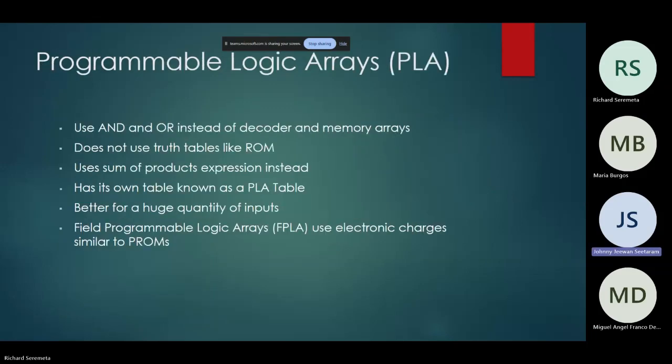Programmable logic arrays, or PLAs, are similar to ROMs in functionality, but differ in the internals. They use AND and OR gates instead of a decoder and memory array, and do not use truth tables like the ROMs. Instead, they use the sum of products expression. They have their own table known as a PLA table, which you can use to see the inputs of zeros and ones, if the input is complemented or not, and the product terms of each output.